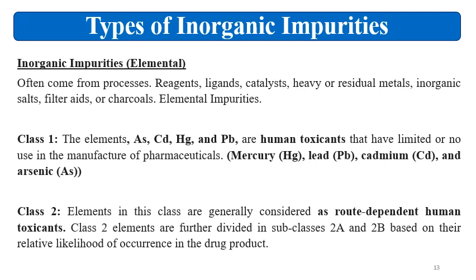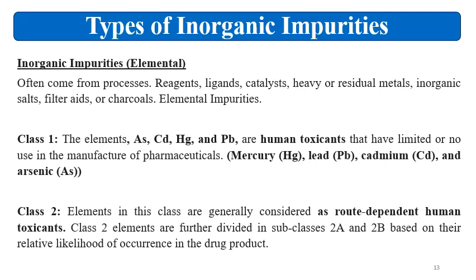These are coming from the process mainly. Class 1 impurities are mercury, lead, cadmium, selenium and arsenic. These are mainly the human toxicants. Arsenic is there, cadmium is there, mercury is there and lead is there. So these are the human toxicants and they have limited or no use in the manufacturing of pharmaceuticals.